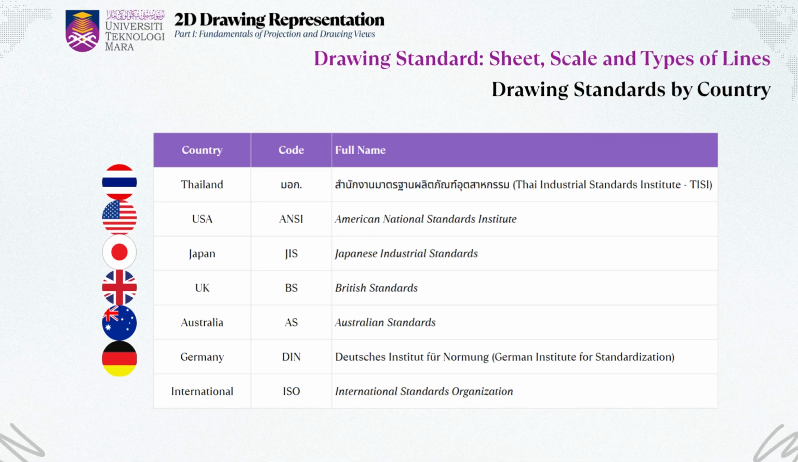Japan follows JIS, or the Japanese Industrial Standards, while Germany uses DIN, which stands for Deutsches Institut für Normung, the German Institute for Standardization. In the UK, BS or British Standards are followed, and Australia uses AS, which refers to Australian Standards. Meanwhile, Thailand has its own standards body known as TC, which stands for Thai Industrial Standards Institute, and at a broader international level, we have ISO, the International Standards Organization. ISO standards are often adopted in global industries to facilitate international collaboration and compatibility.